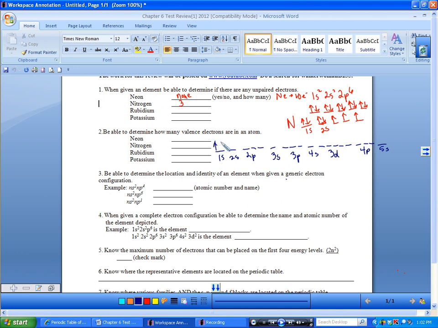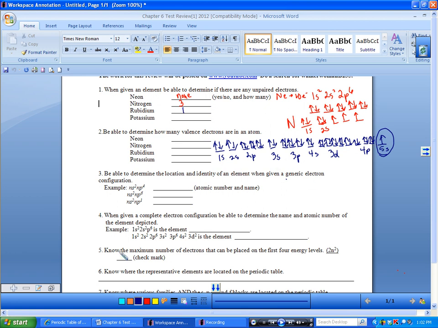I need to place 37 electrons. So there's 2, 4, 5, 6, 7, 8, 9, 10, and so on, counting up through 36, and then 5s has the 37th, and there's one electron unpaired.